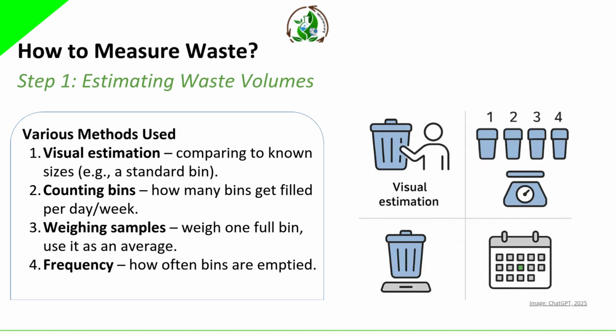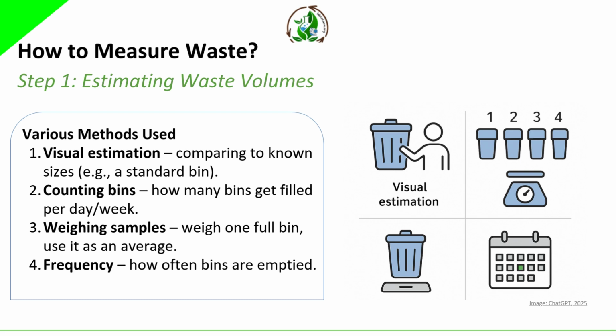The first step is figuring out how much waste you actually have. We don't need perfection. We need enough accuracy to make smart choices. One way is visual estimation. Compare your waste to something familiar, like a standard trash bin or a milk crate. Another way is to count how many bins are filled over a week. That gives you a volume estimate without touching the waste.